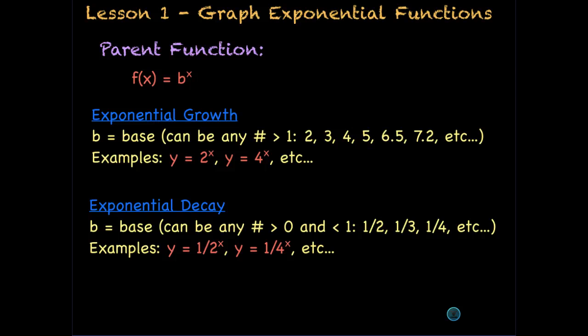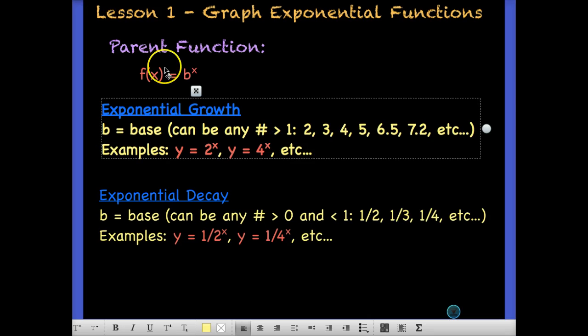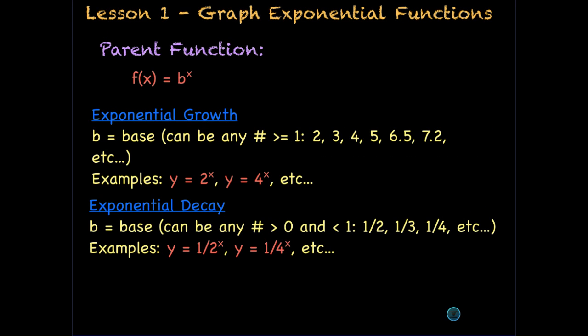All right, so here's our parent function, y equals b to the x. We can have any base there. It's still considered a parent function. It'll just change the shape of it just a little bit. One thing is that when we have exponential growth, the base can be any number as long as it's greater than 1. So our base could be 2, 3, 4, 5. It could even be 6.5, 7.2. Here's some examples. Y equals 2 to the x, y equals 4 to the x. Those will all resemble the exponential growth function.